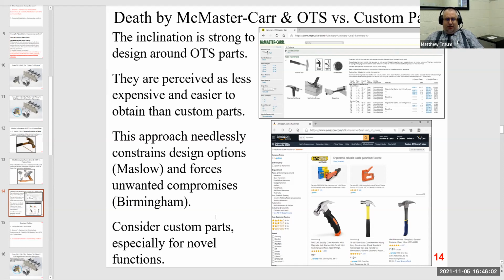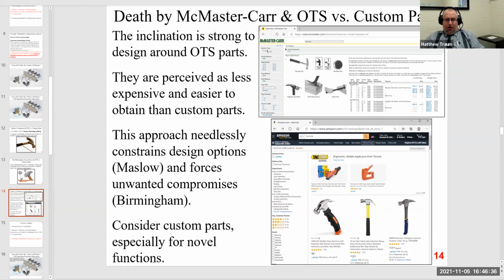But if you're trying to do something that's not a standard function, that's something novel, then please consider custom parts first and foremost before you jump into McMaster-Carr or Amazon to try to find something off the shelf, because chances are that custom part is not going to be in these sort of general catalogs, and you're going to be either constraining your overall design space or making some sort of unwanted compromise by purchasing an OTS part when you should be designing your own part instead to fill that need.